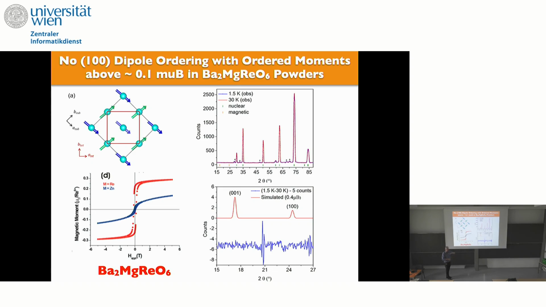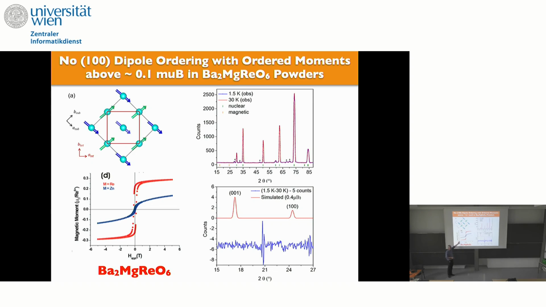But again, the neutron scattering is not seeing a dipole moment of anywhere near 0.4 Bohr magnetons with this sort of structure. And in fact, we're not really seeing anything other than the magnetization. So everything else is consistent. One possibility is that the powder samples are different from the single crystal samples, but actually we reproduce pretty much everything except for the diffraction signal in the single crystals compared to the powders.